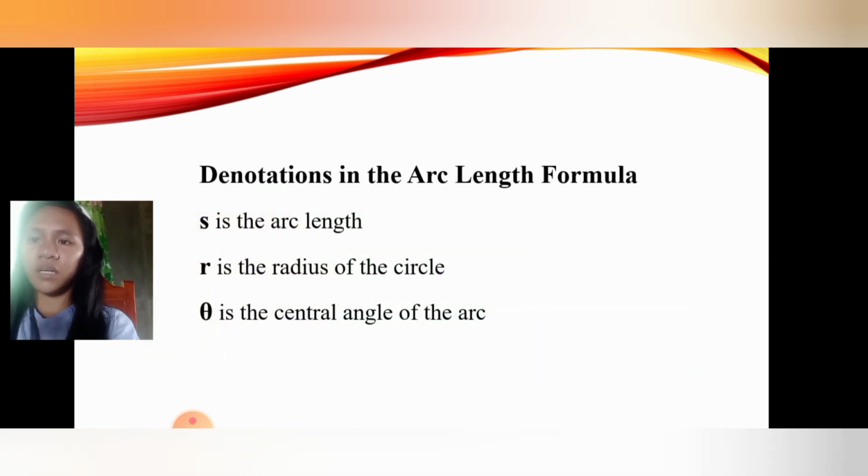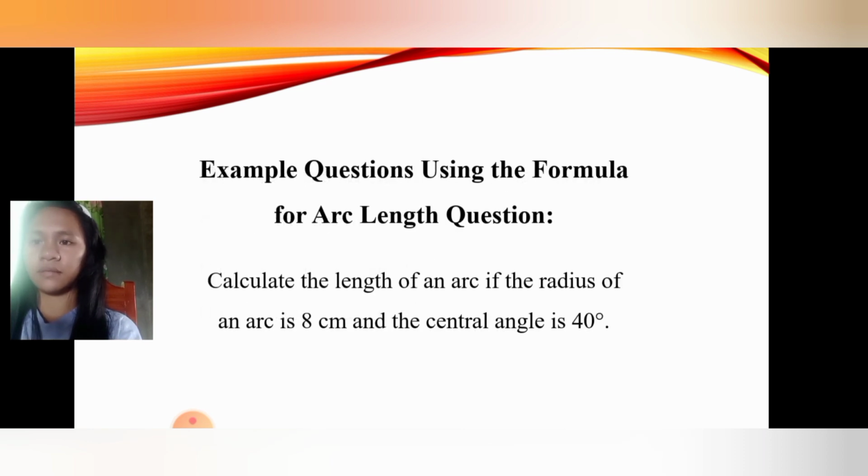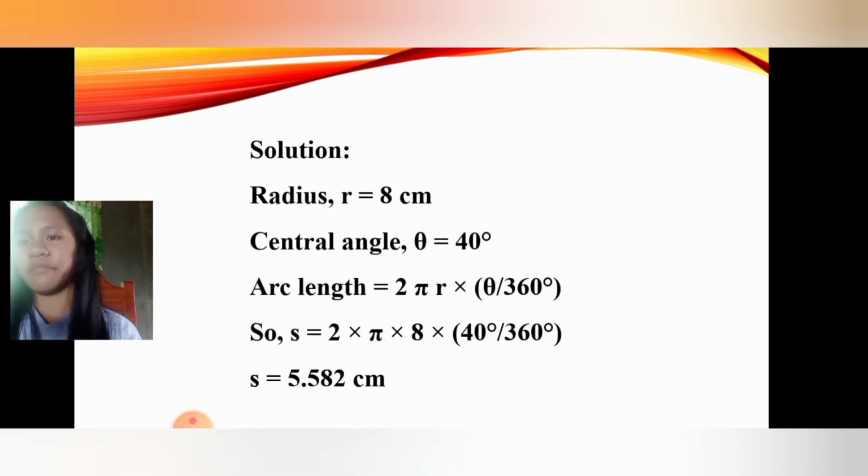So we have the notation of the arc length formula. S is the arc length, r is the radius of the circle, theta is the central angle of the arc. Example question using the formula for arc length: calculate the length of an arc if the radius of the arc is 8 centimeters and the central angle is 40 degrees. So we have the solution.